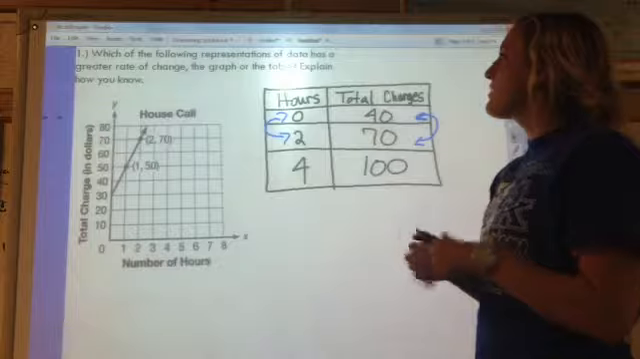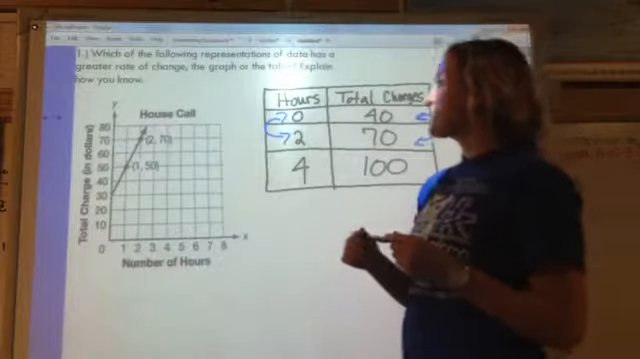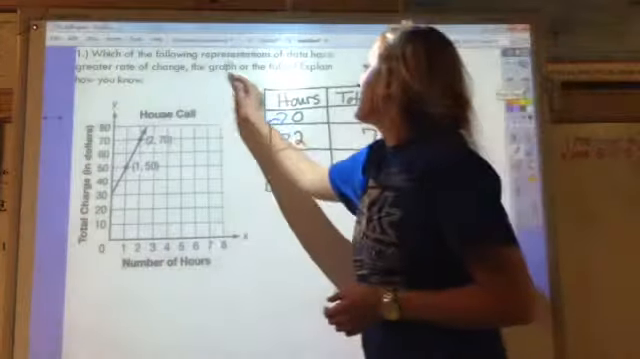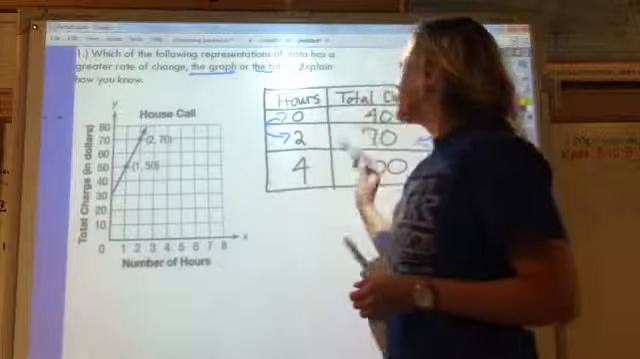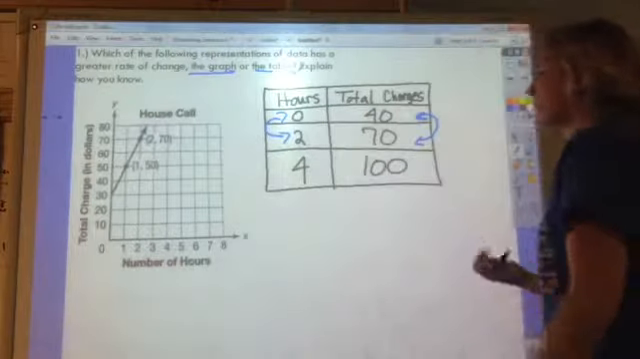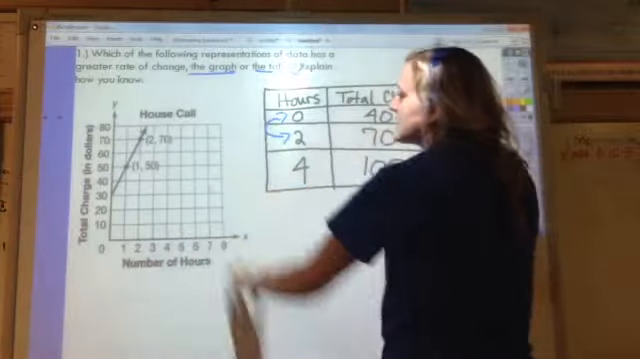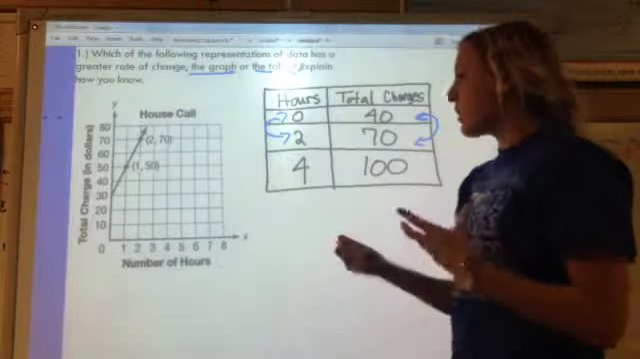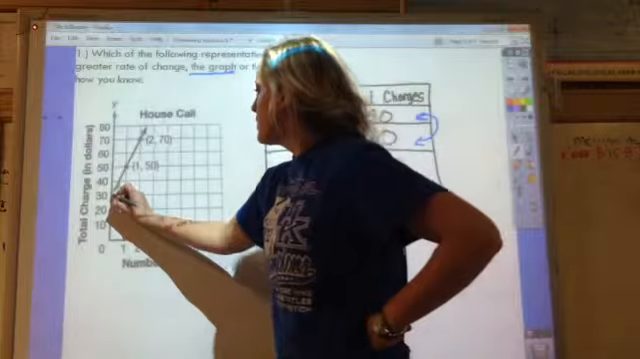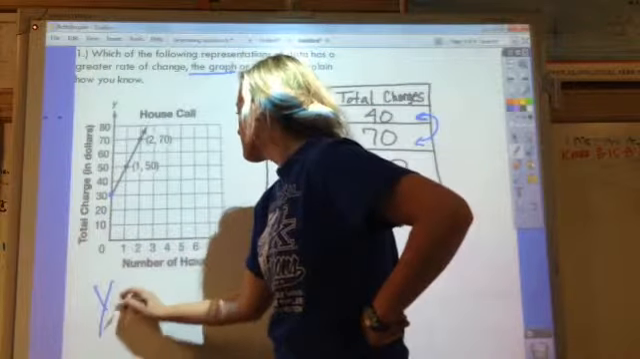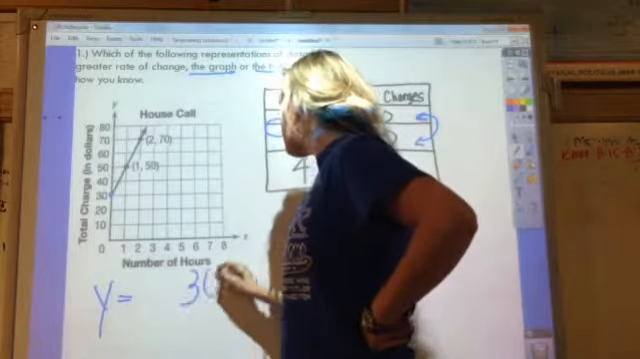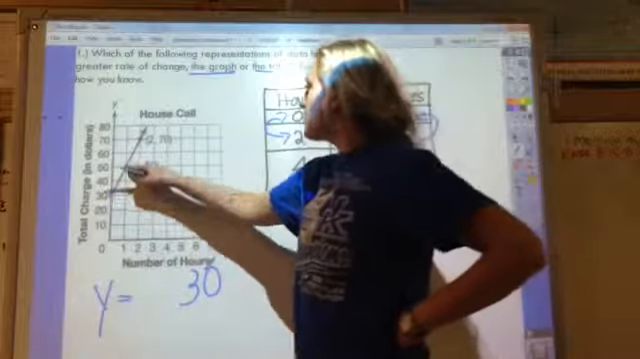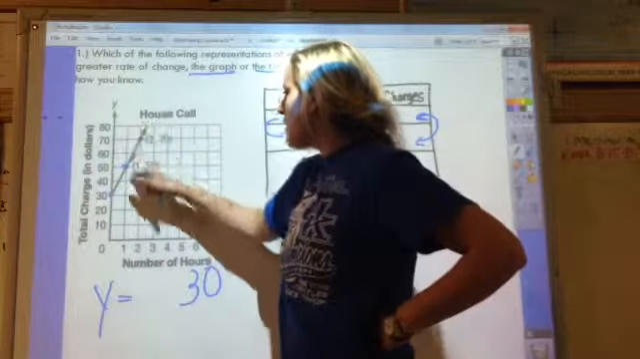Which of the following representations of data has a greater rate of change? The graph or the table? Explain how you know. Now, I can't really compare either one of these until I write an equation for them. So let's start with the graph. Again, I always start with my y-intercept, which I see is at 30. So I have a y-intercept of 30. Now, I want to find my next clear point. At 1 and 50.